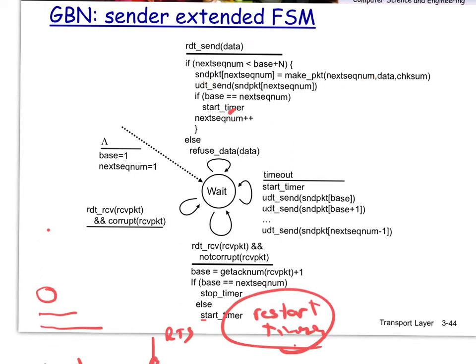Make packet means I take the data part of the packet, I will add the header to it, and the header contains the checksum, the sequence number, and so on. Okay, and then I will send the packet. When I send the packet, I will start the timer. That's why I stopped it here. If it's not within the window, I will refuse it. I cannot accept it at this point.